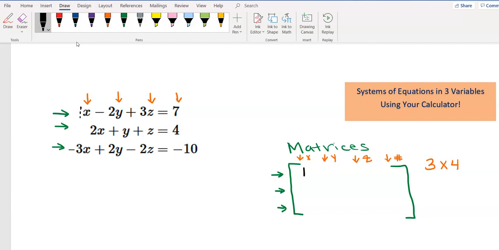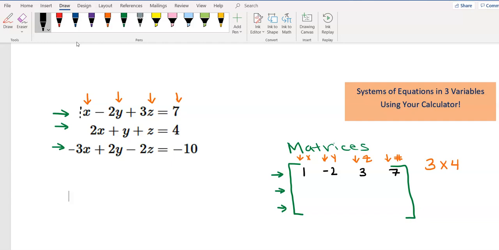Then in this one, our coefficient isn't just a 2, but also a negative. So take the sign with it. So then we'd have -2. The third one would be a 3, and it's positive. And the last one would be a 7. So notice how we're just taking the numbers. We're not writing any of the variables.